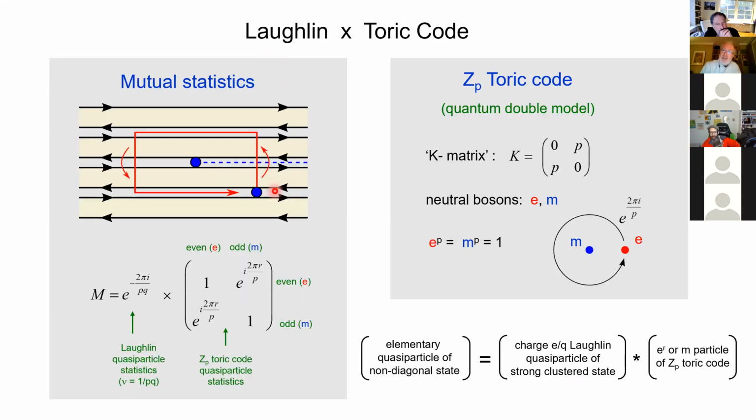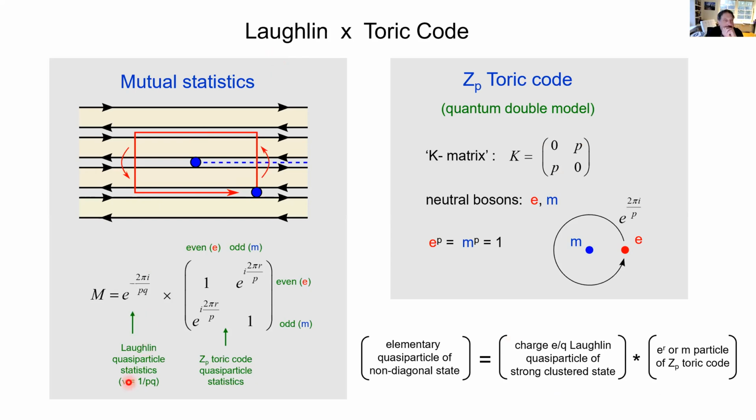And so you can characterize this topological order. It's sort of like a combination of two topological orders. So the phase that one quasi-particle picks up when it goes around another. There's one phase which is just like the phase that a Laughlin quasi-particle would pick up if it's in a state at nu equals 1 over p times q, this strongly clustered state. Certainly if an even quasi-particle goes around an even quasi-particle, that's what you should expect.